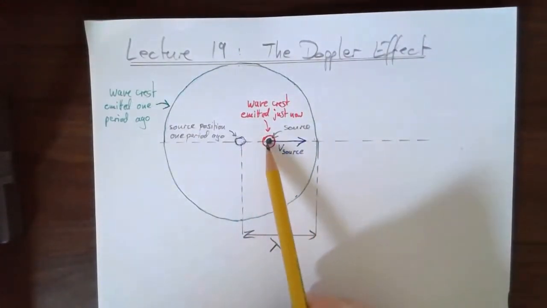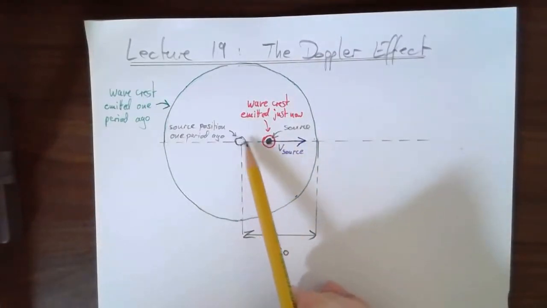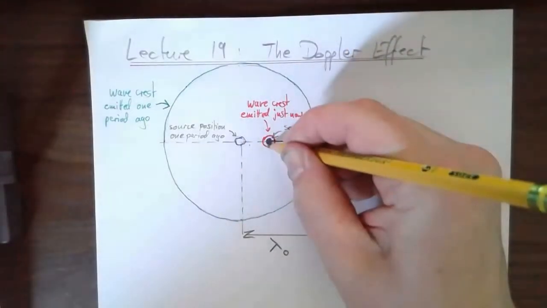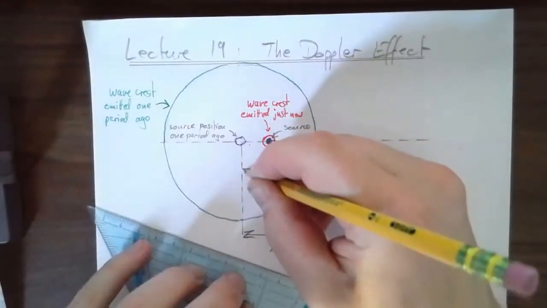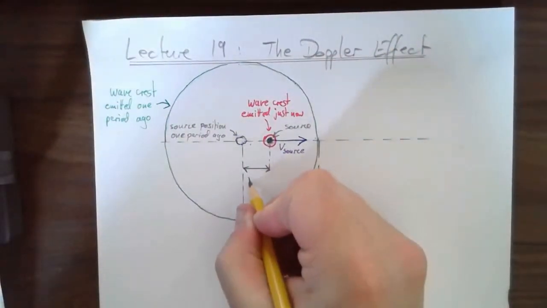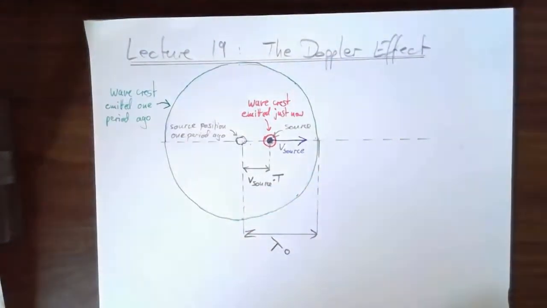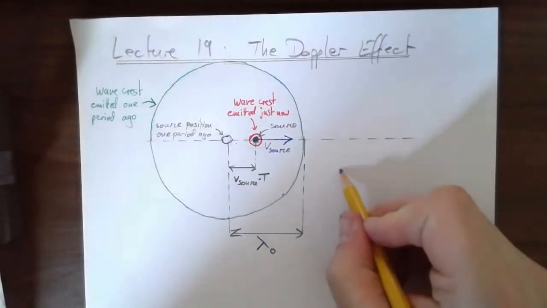But in reality, the source has moved and the source has a certain speed. So by how far has it moved? Well, the time that has passed from one wave crest to the next is a period by definition, right? So the distance between those two, the distance that the source has moved, is the speed of the source times the period. Right, that's the distance the source has moved. We write this out.